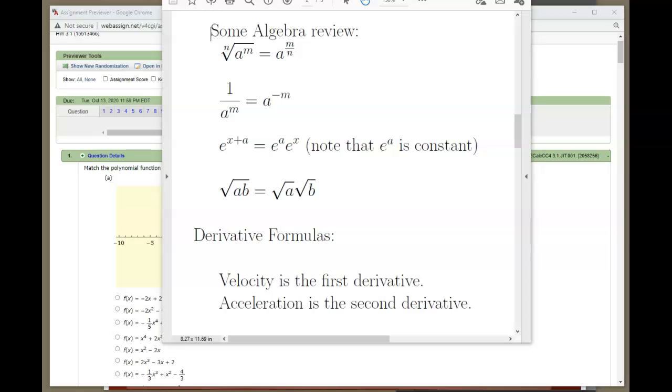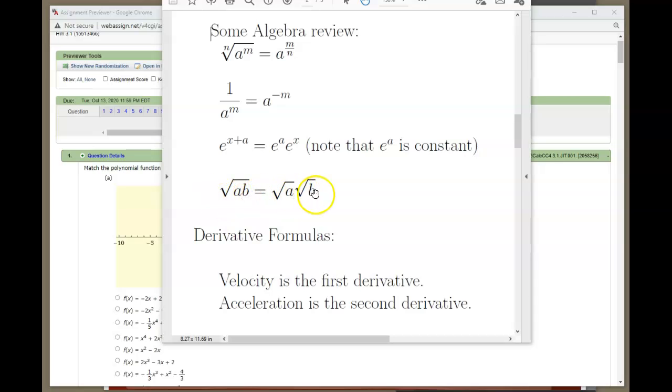This is the video for Math 117, Section 3.1. So we need a little bit of algebra review. We're reviewing the radicals and powers. Anything in the denominator can be rewritten with a negative power. And we're going to look at this one later, so we're not really that interested in this one right now.